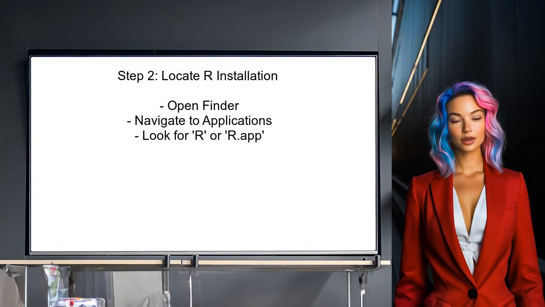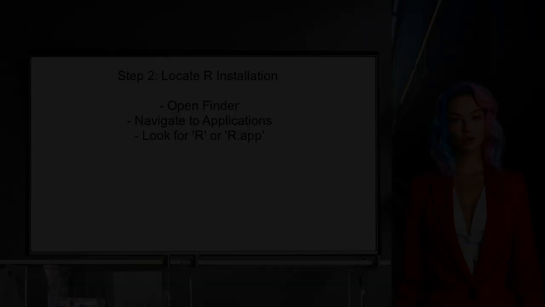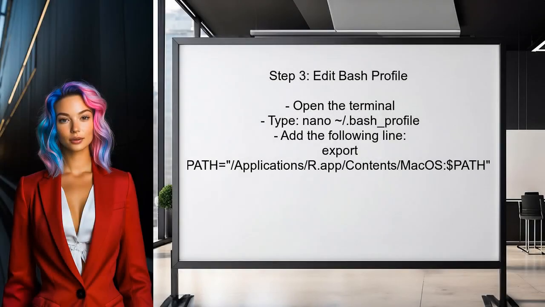Next, the user needs to locate the R installation. Typically, R is installed in the Applications folder. The user should look for a folder named R or R.app. If R is found in the Applications folder, the user can add it to the path. They need to edit their bash profile. This can be done by opening the terminal and typing nano ~/.bash_profile.